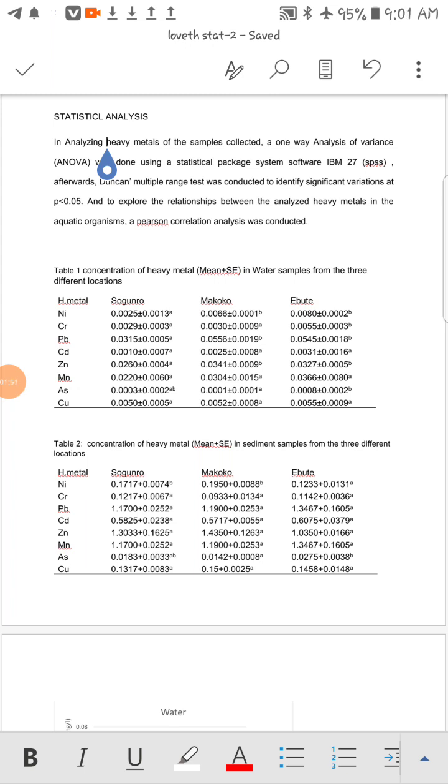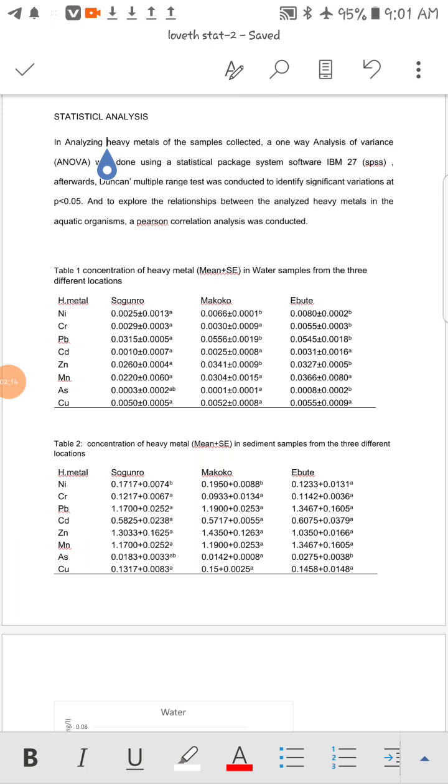range test is to be able to explain where the significance lies, and then in getting the relationship between the heavy metals and the organisms, a Pearson correlation, that is correlation analysis, was conducted.